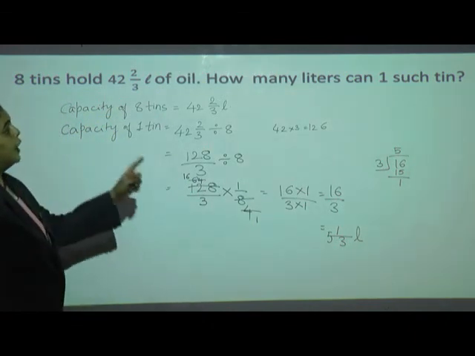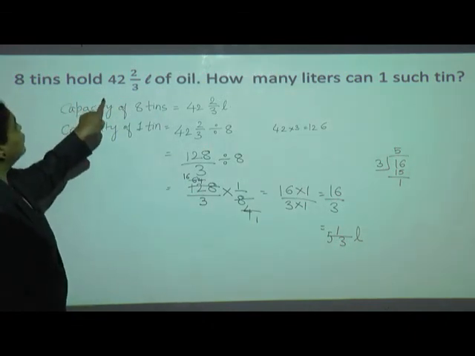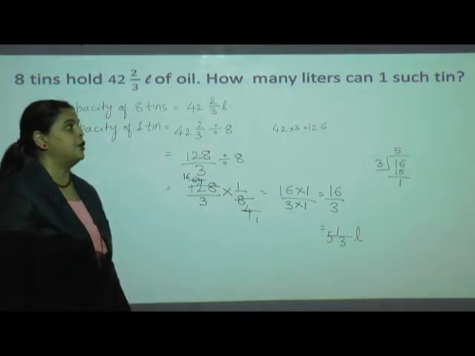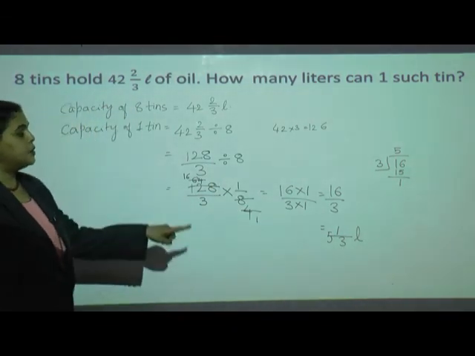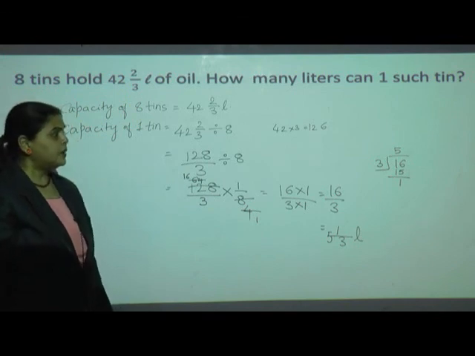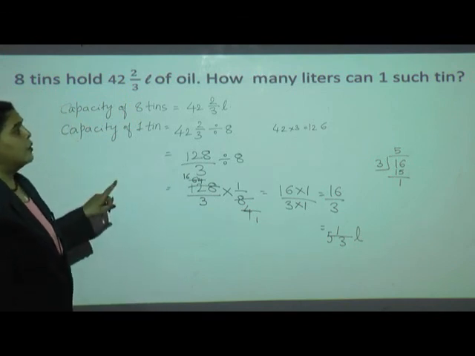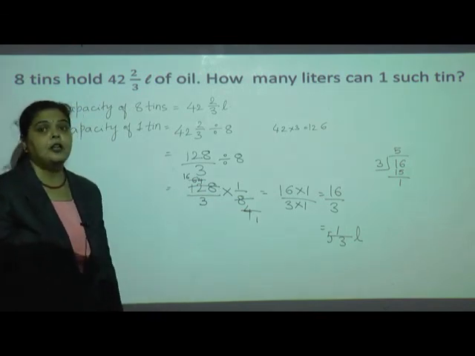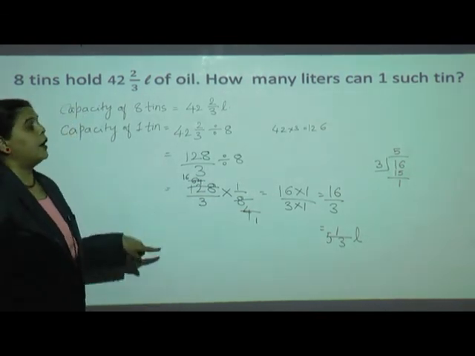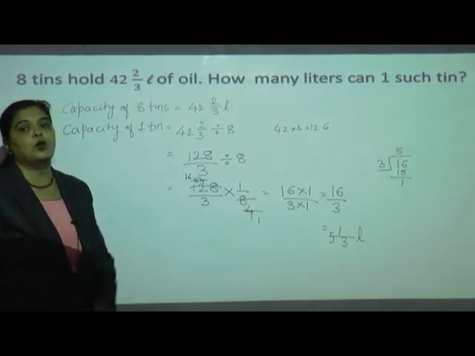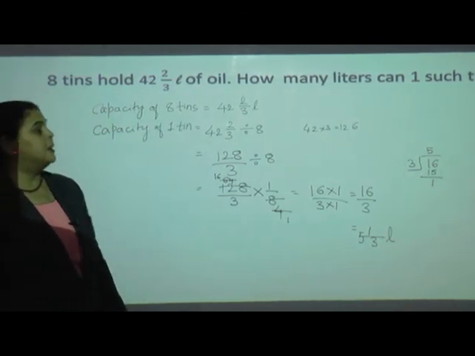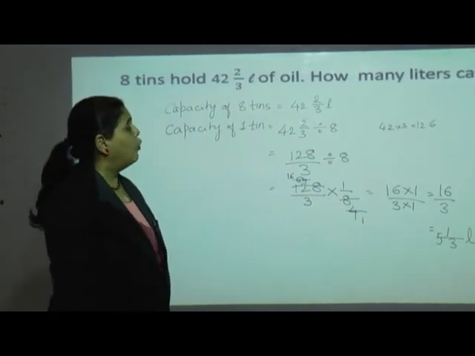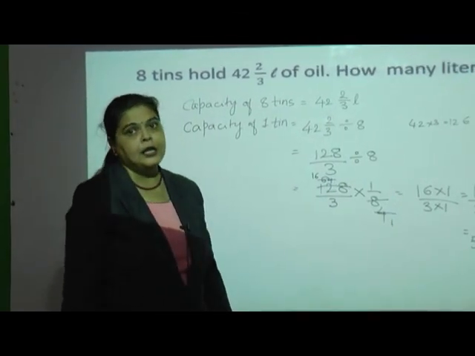Already they had told us the capacity of the 8 tins, and we found out the capacity of 1 tin. In this way we have to find the steps and operations. First we have to find the operation by reading the statement. Then we have to simplify it to the lowest term and find what the question asked. In this way we have to go step by step and find the value that the question asked.